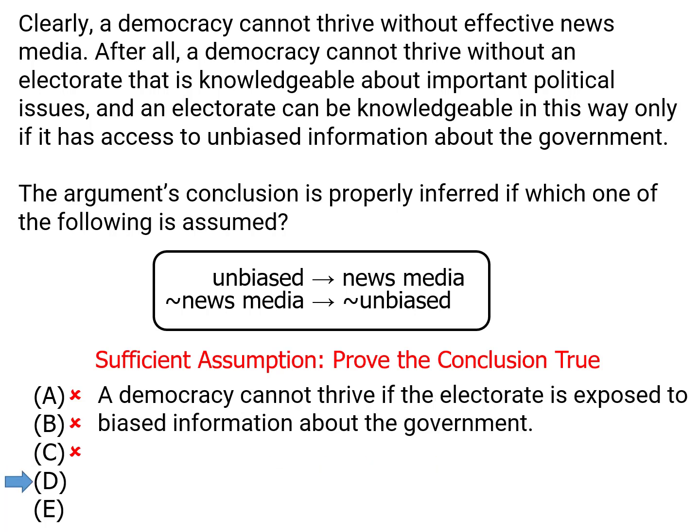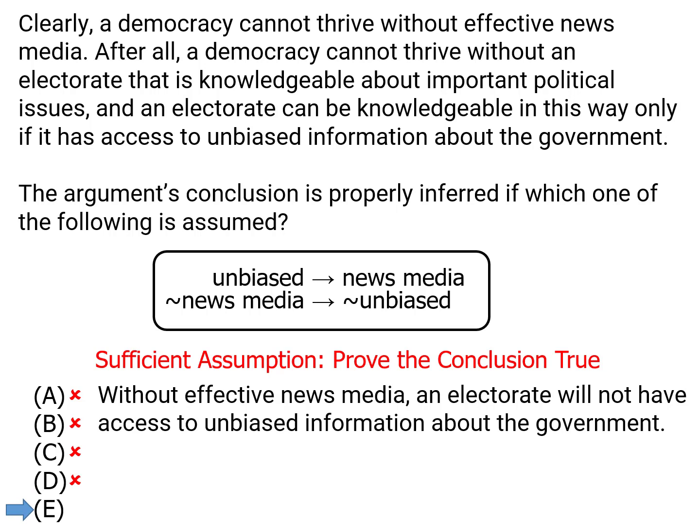Answer choice D, a democracy can't thrive if the electorate is exposed to biased information about the government. This is completely new. That any bias means you can't thrive. It's not what we're looking for. It's not going to fill that gap. That means that E must be what we're looking for. Without effective news media, an electorate will not have access to unbiased information about the government. Absolutely. That's the contrapositive. No news media, no unbiased information. It's what we predicted. It is our answer.